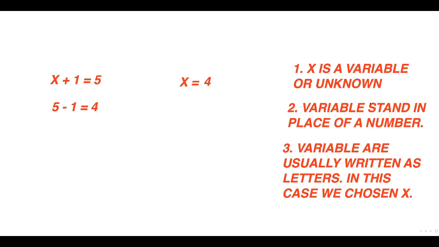Now, I would like you to write these rules down, and the title in your book should be algebra. So number 1, x is a variable or unknown. Okay, so this is an unknown number that we want to know what it is. So a variable stands in place of a number, and it's written as letters. So in this case, we chose the letter X. Okay, so it could be any other letter. So pause the video, write these 3 rules down, and then unpause, and I'll go through the rest of the questions.